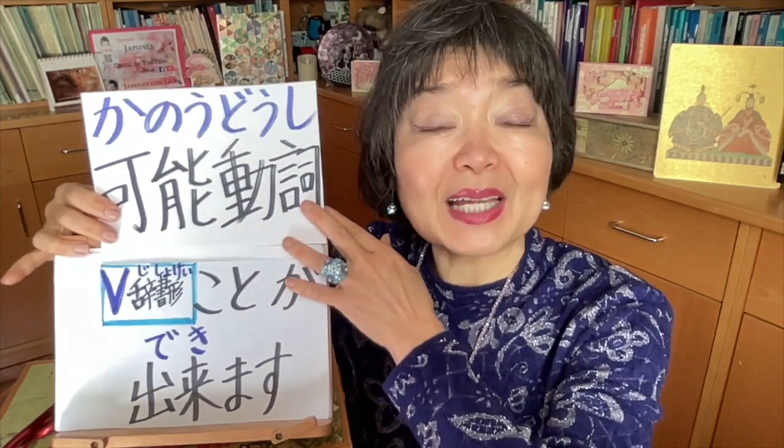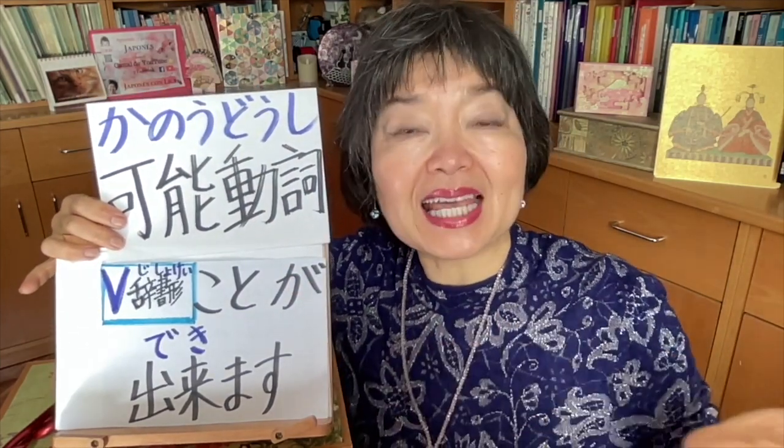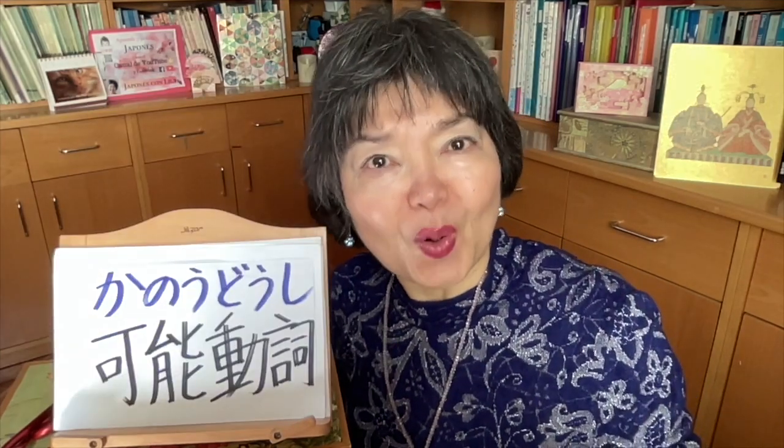But in English, you have both expressions. For example, 可能動詞, I can walk. And ことができます, maybe you can say I'm able to walk. Today, we're going to learn how to form this 可能動詞. So this is going to be the first part of the video.